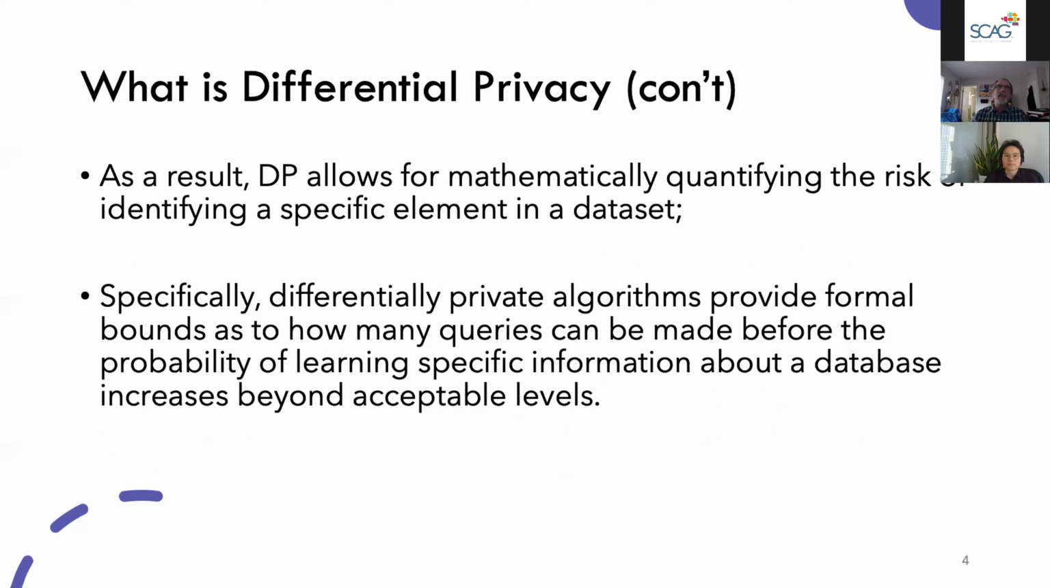And specifically, differentially private algorithms provide formal bounds as to how many queries can be made before the probability of learning specific information about a database increases beyond acceptable levels.